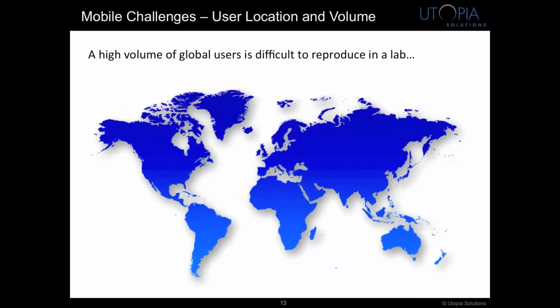The next challenge I want to discuss is user location and volume. A high volume of global users will be difficult to produce in a lab. A lab works well for maybe a few hundred to a few thousand users. However, reproducing large volumes of users coming from diverse geographic populations is difficult, given most organizations' existing performance testing infrastructure.